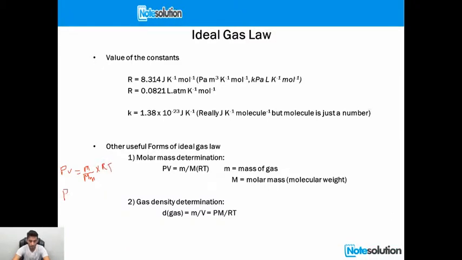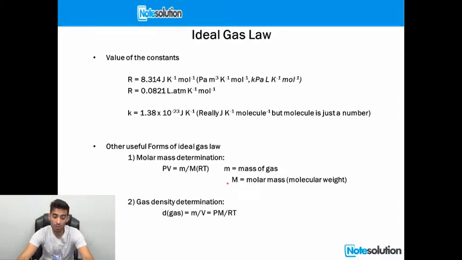So PV over RT equals mass over molar mass. We want to know the molar mass, so molar mass is equal to mass times RT over P times V. And from there you just calculate and you get the answer.